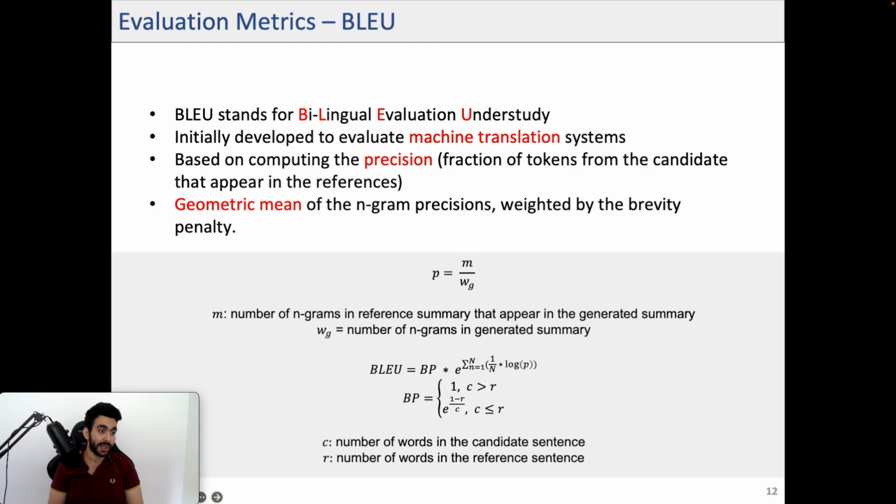This is then calculated with a geometric mean of the n-gram precisions, as denoted here. So it is calculated from n equal 1 to N, which, if we're talking about 4-grams, for instance, then it's the unigram, bigram, and so on, where we get the geometric mean of the outcome. Then we multiply by the BP. What is the BP?